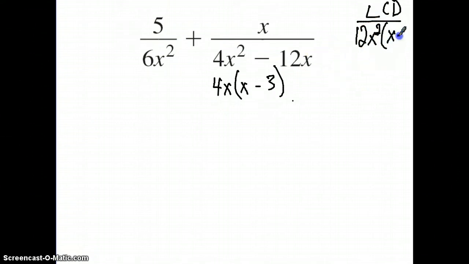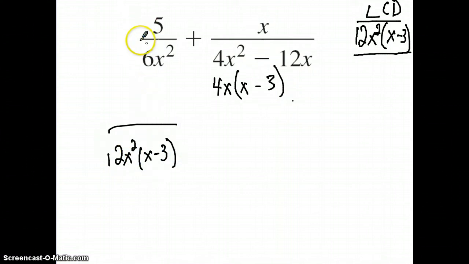Well, we also need this factor of x minus 3, because that's included in this fraction here, and so we have to have that multiple included in our lowest common denominator. So this right here, 12x squared times the quantity x minus 3, is our common denominator. So we ask ourselves, how can we turn 6x squared into 12x squared times the quantity x minus 3? Well, we only do that by multiplying the top and bottom by 2 times the quantity x minus 3.